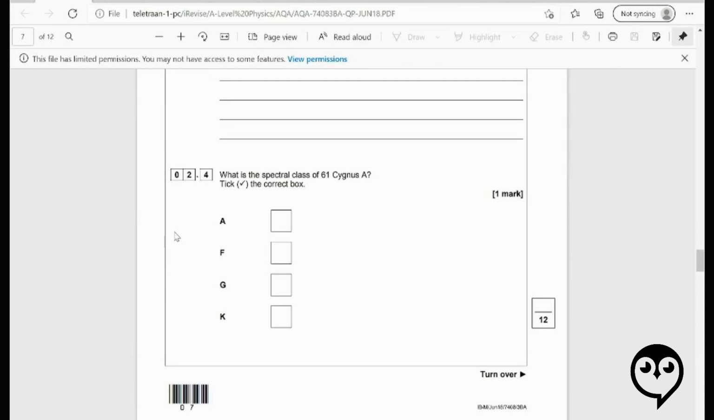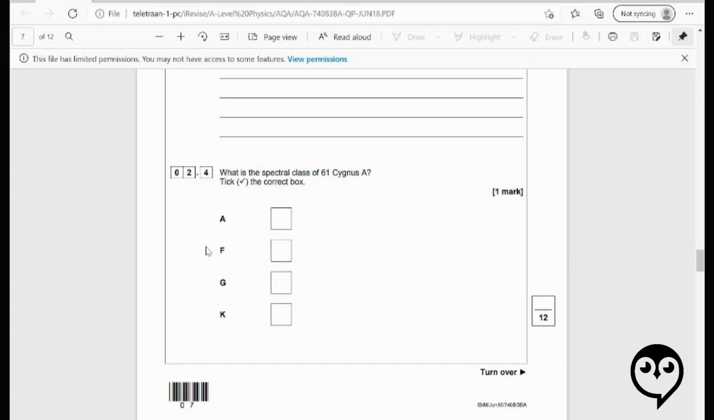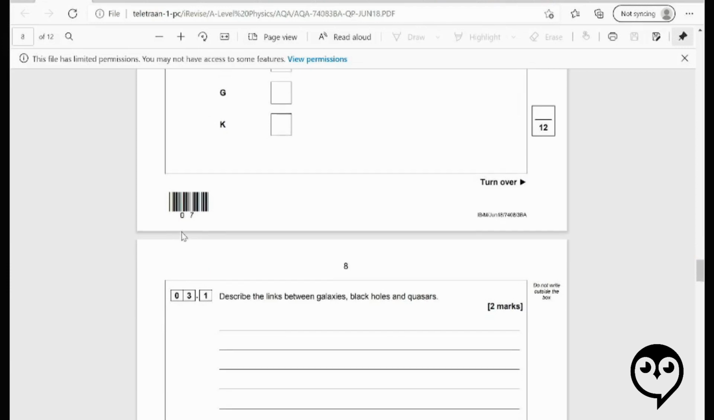What's the spectral class for Cygnus A? I think we just saw it's going to be K, didn't we? Because it's going to be in that range there. Okay? Something apparently you need to know in AQA.